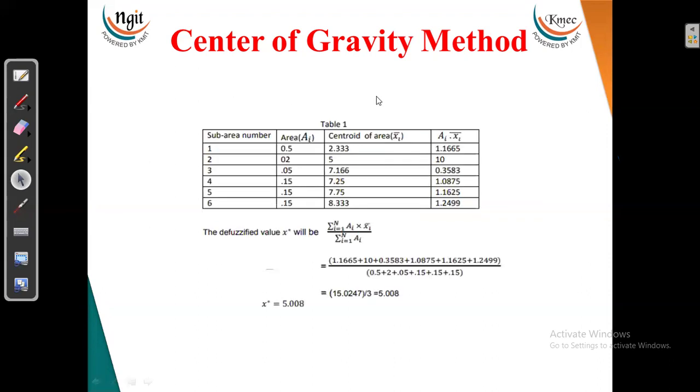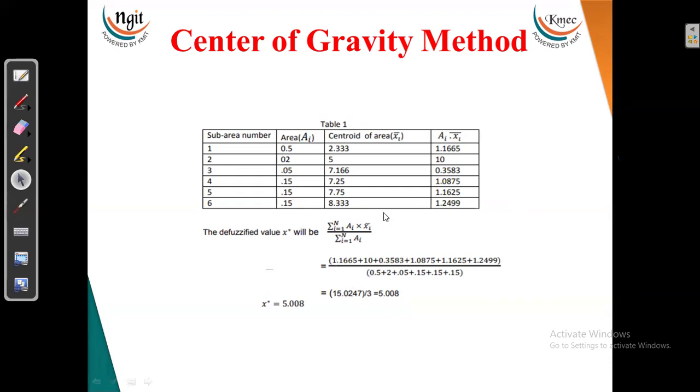So what we have done, we have summarized over here. I've calculated the area, and I've calculated the centroid for every part. Then what is my formula? I have to calculate Ai into centroid, so area into your centroid value. Finally, I'll summate everything. So I'll do 0.5 into 2.3, that is 1.16, and 2 into 5, that is 10. Like that we have calculated everything.